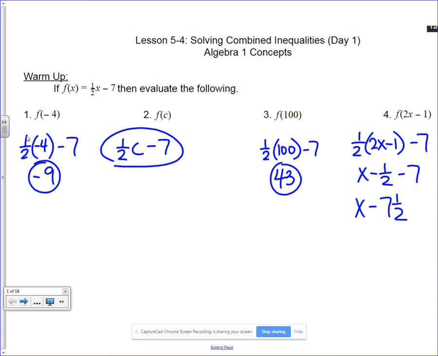How is everybody doing plugging in to those functions? Does this make sense? Warm up is okay for everybody? Yeah? Okay, so let's get into our notes for today.